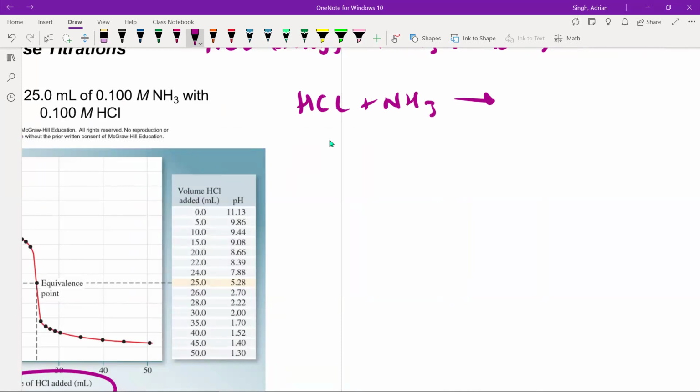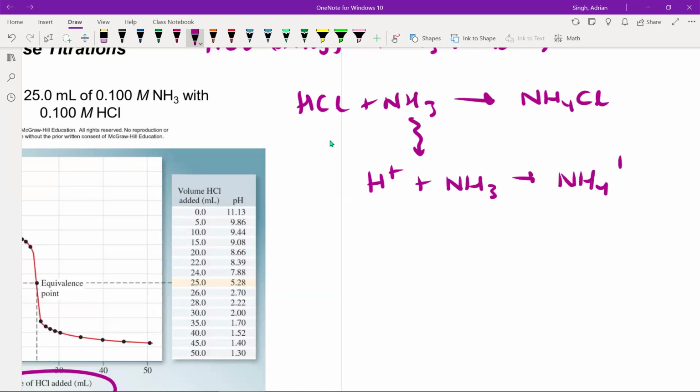Here, the reaction between the HCl and the NH3 will go to completion. We have the H plus combining with the NH3 to form NH4 plus. We also get the Cl minus, so those combine to produce ammonium chloride, or simply we can look at the net ionic equation: H plus plus ammonia produces NH4 plus. So we have our weak base, and the conjugate acid of that weak base.